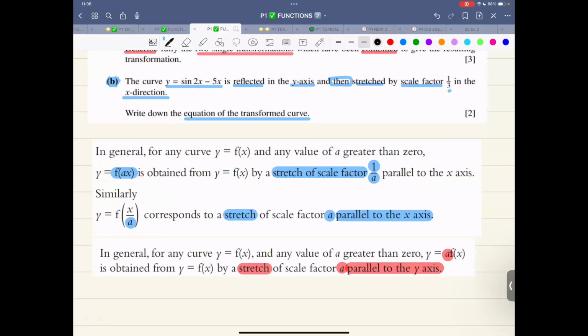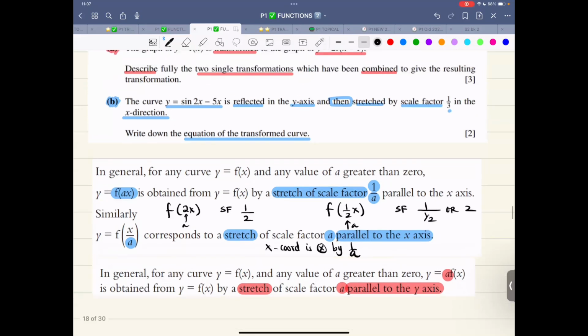What I mean to say is, if we are talking about f of 2x, then in this case the scale factor is 1 over 2, because the coefficient over here is a. If it's f of half x, then the coefficient over here is half, that is a. Therefore, the scale factor is 1 over half, which comes out to be 2. It's the opposite. Yes, we know that the x coordinate is multiplied by 1 over a, or we can say it's divided by a. Let's stick with multiplication.